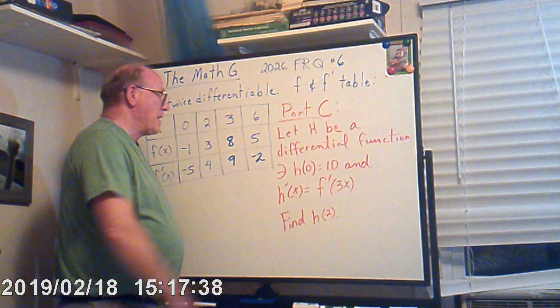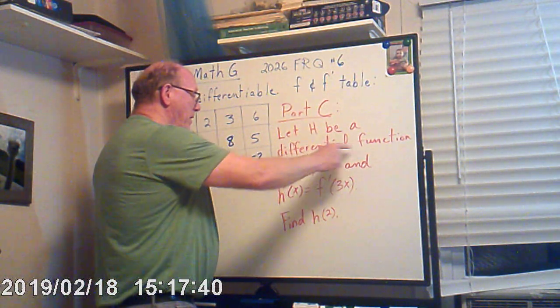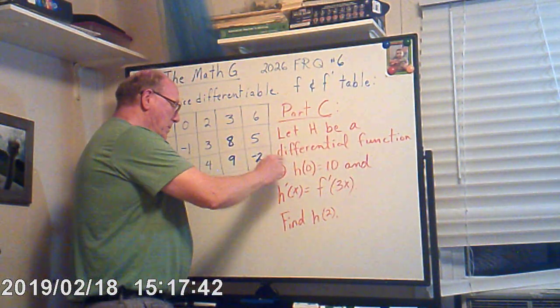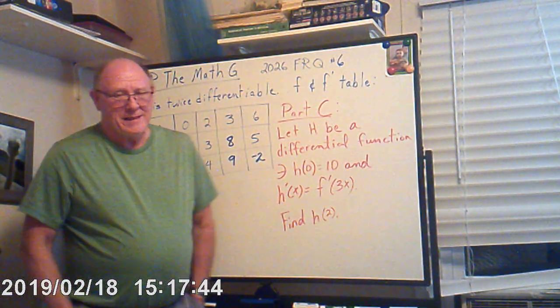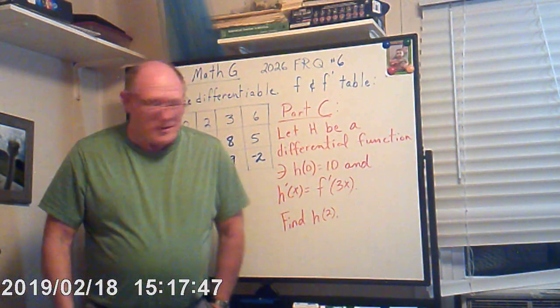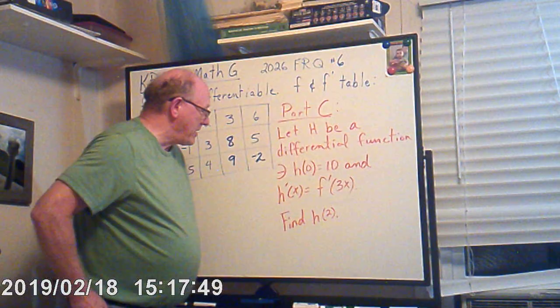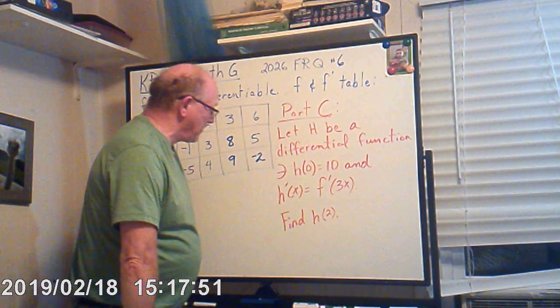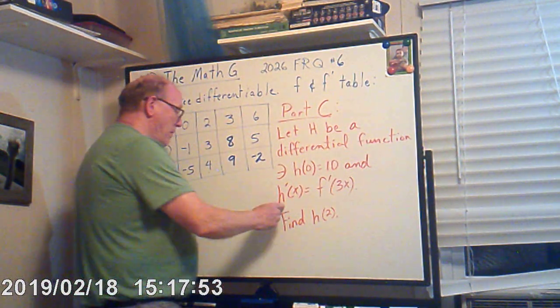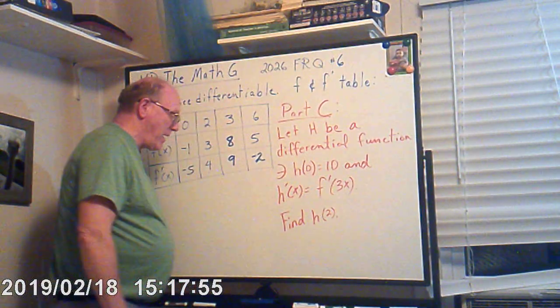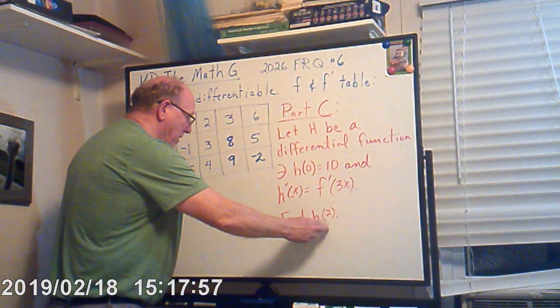Part C. Let h be a differentiable function, such that h at 0 is equal to 10, and h prime at x equals f prime at 3x. Find h at 2.